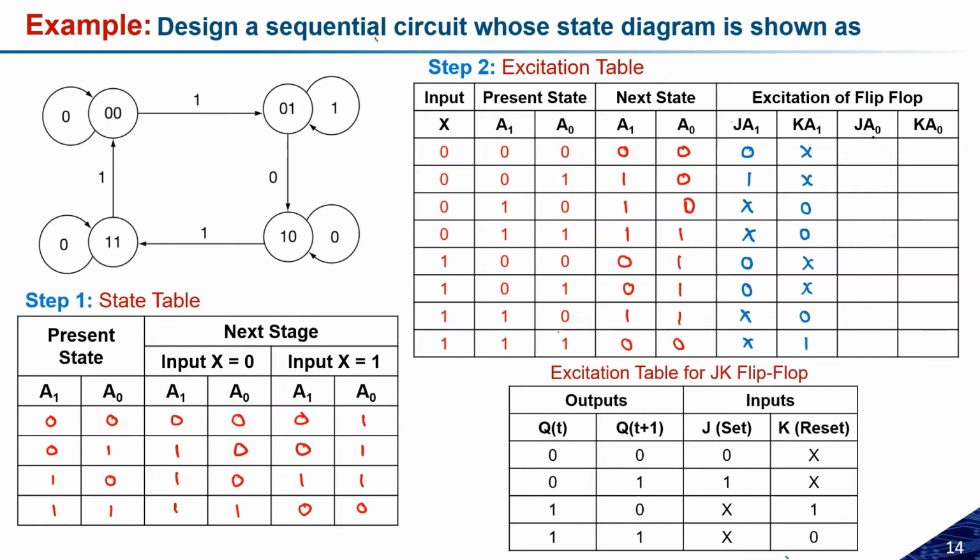Similarly for A0, I need to consider this one and this one, and based on that I need to prepare for J and the K. If I'm considering these two and preparing these things, the table will be something like 0 cross 1 cross 1 0 cross. I think there is some mistake.